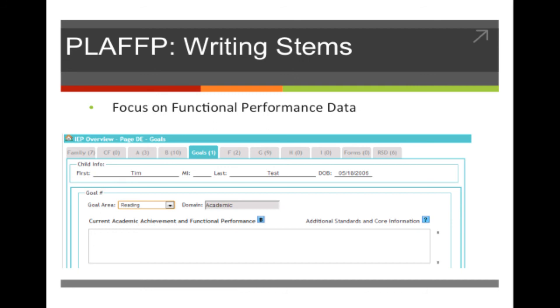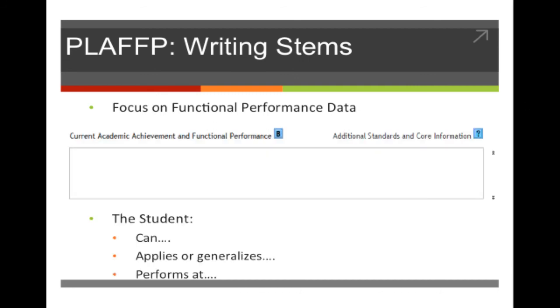The PLAF documents the data the team used to determine a student's instructional goal and establish a basis for the need for specialized instruction. The information in this section must directly relate to the goal area. It must also be recent enough to merit consideration in developing this particular goal. Here you will see some stems for writing the current academic achievement and functional performance, where you will indicate using specific data what the student can and cannot do, how they can apply and generalize information, and also comparing them to peers or other established standards.